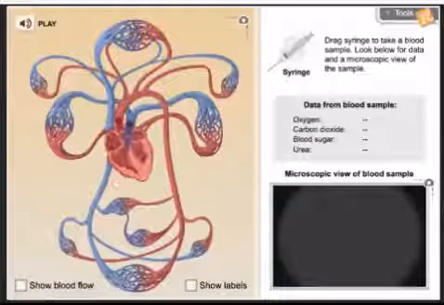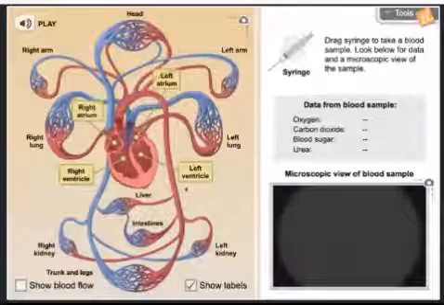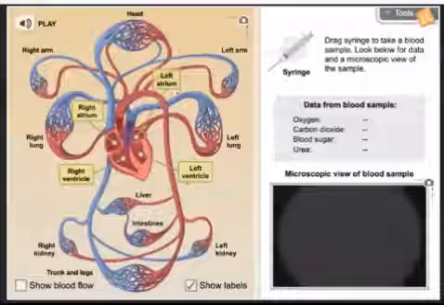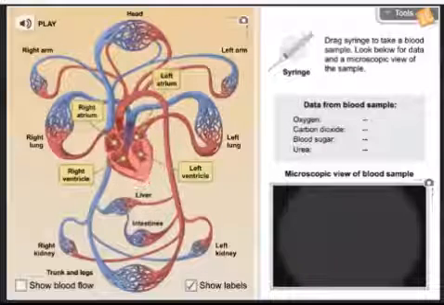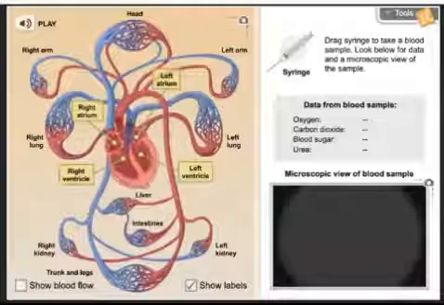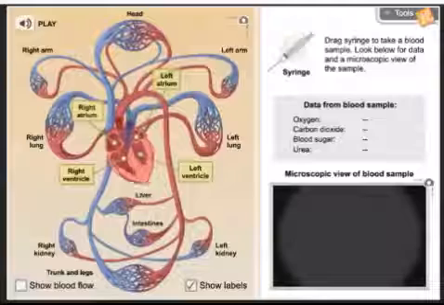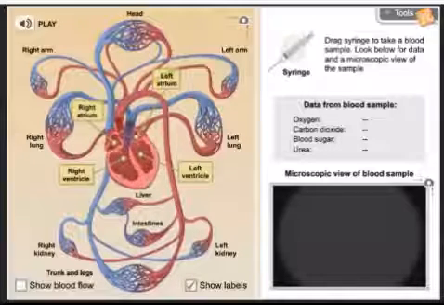So what we have here is the heart, and if I show the labels like this, I can click down here, you can see the left atrium and the left ventricle, the right atrium, the right ventricle, and as I said, a fairly simplified version of the passages of blood as it goes around your body.